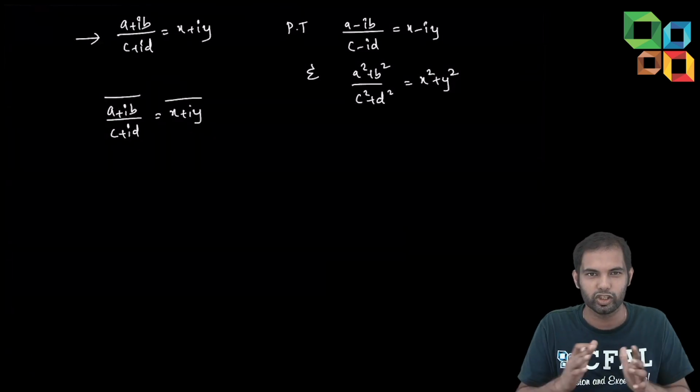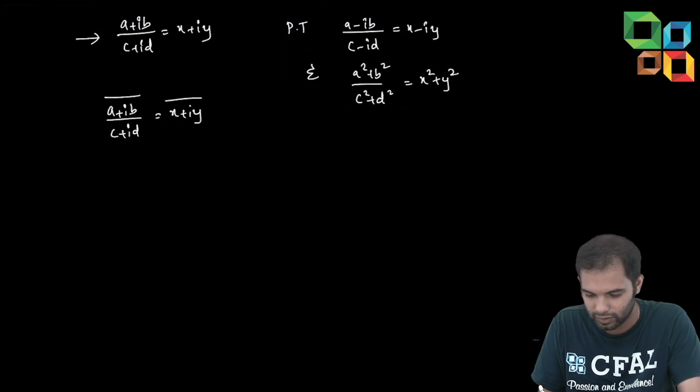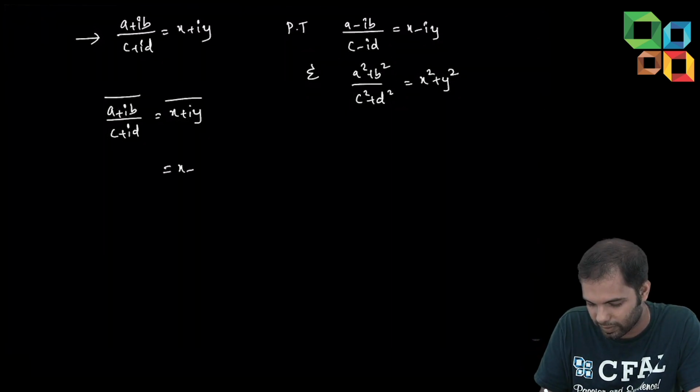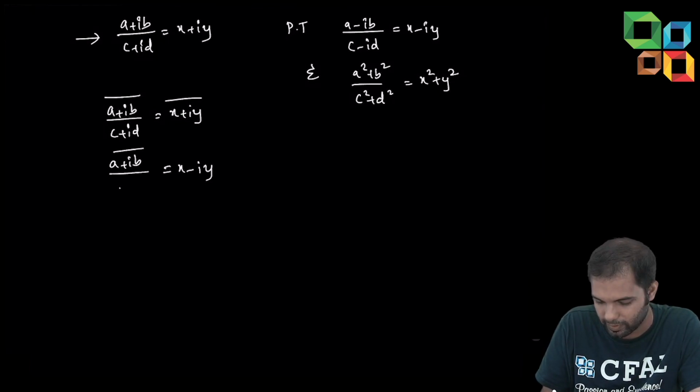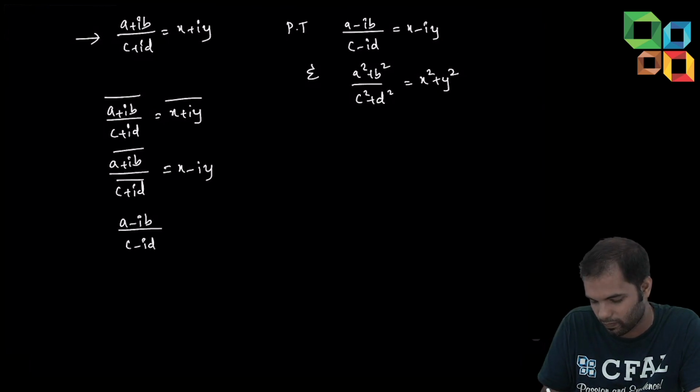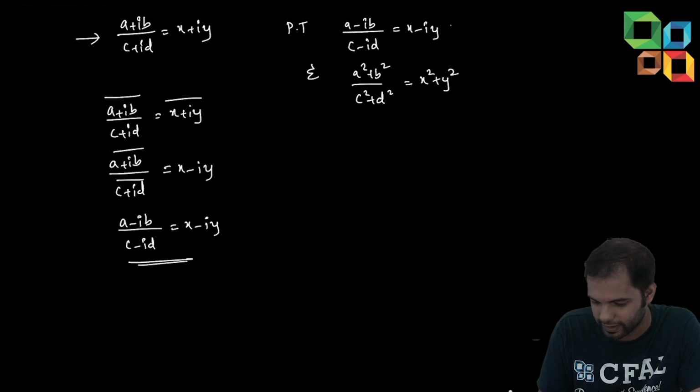Simply by taking the conjugate on both sides, what do you get? On the other side, you get X minus IY. Now here it is nothing but the conjugate of A plus IB divided by the conjugate of C plus ID. Correct. So the numerator is A minus IB and the denominator is C minus ID. Can you see they are equal? So this is the first result.